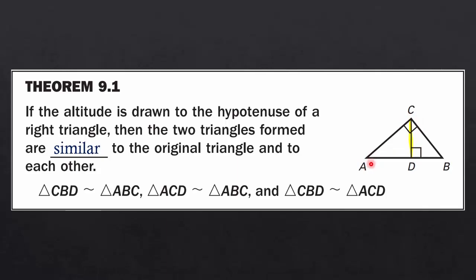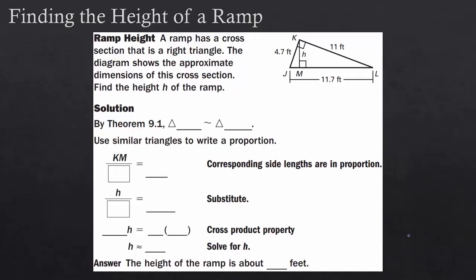Example number 1, finding the height of a ramp. A ramp has a cross-section that is a right triangle. The diagram shows the approximate dimensions of the cross-section. Find the height h of the ramp. So we're going to use Theorem 9.1, and we can use that because we have a right triangle that is divided into two smaller right triangles. In order to write the proportions, I need to first write the similarity statement.